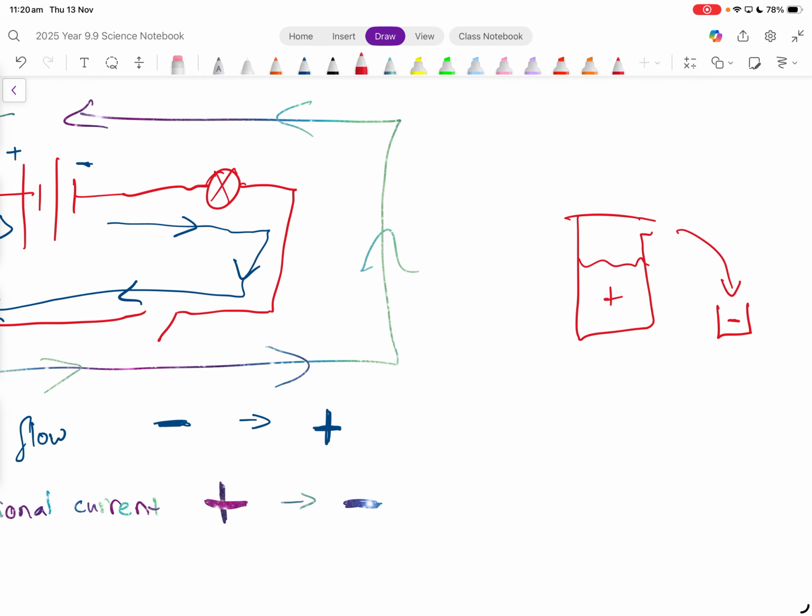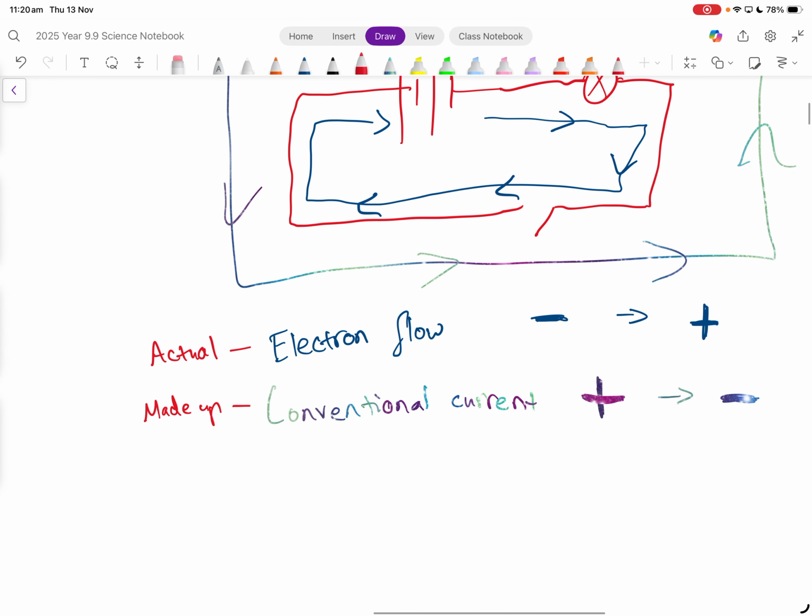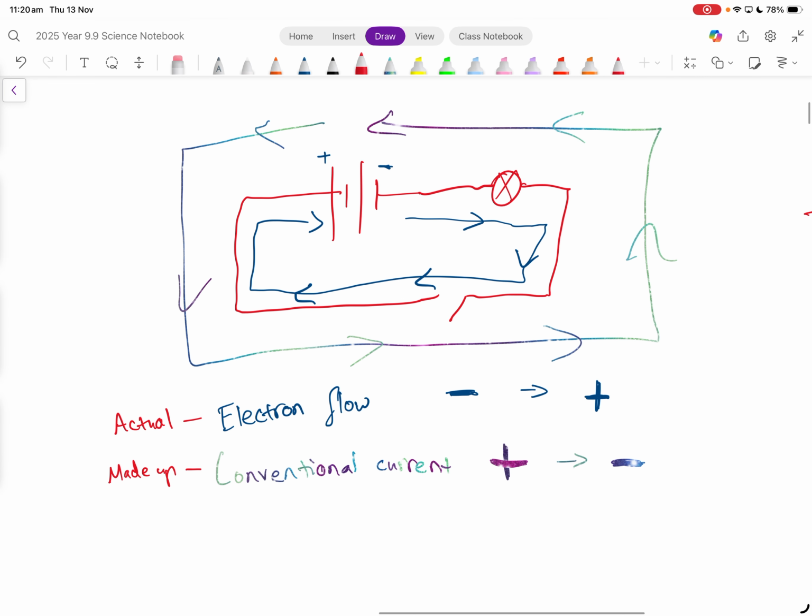However, when we got a little bit more advanced with the technology that we could use, we actually realized that it was the negative things, these electrons, which were doing the moving. So this idea of conventional current actually comes from before we properly understood electricity. So if you're asked to ever describe electron flow, this is from the negative terminal to the positive terminal. And if you're asked to describe conventional current, you would just do from positive to negative. Are there any questions with this pointer?